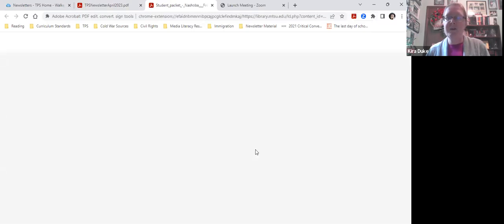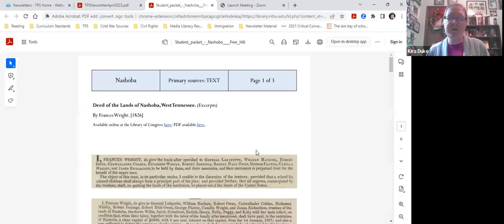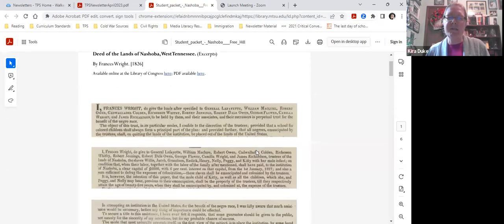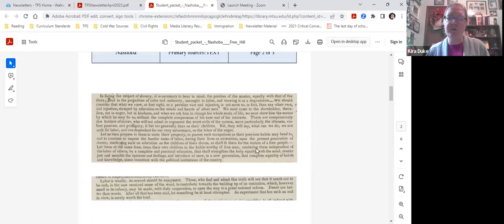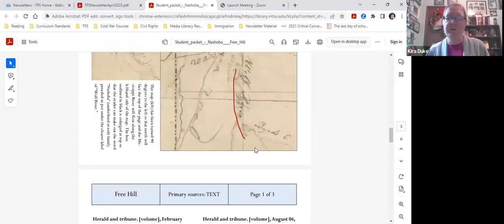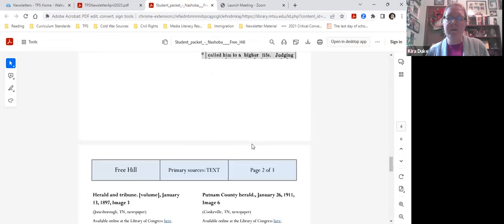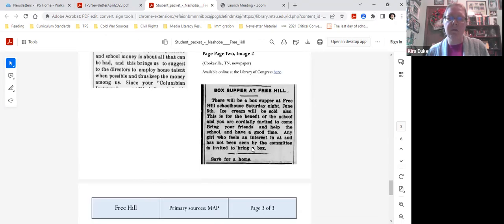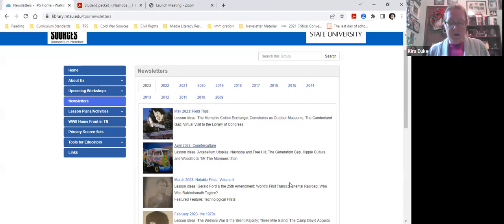And so here she's actually pulled together some of the primary source text, excerpted it for students. So you can see here, this is some of the text that you might use with your students in the course of this activity. She's, of course, pulled out some maps here. Here's a newspaper article about Freehill. So again, just a good resource to take a look at. So we have that one, that is April 2023.